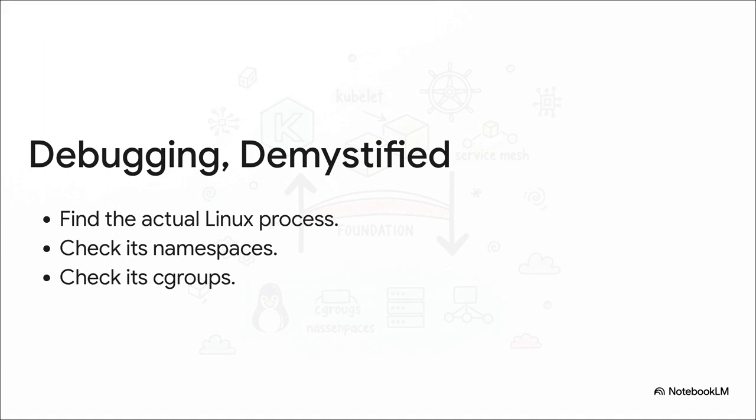When something breaks, and things will break, you no longer have to just throw your hands up and say, Kubernetes is broken. Instead, you can start asking the right questions. What is the actual Linux process ID for my container? What namespaces is that process running in? And what are its cgroup limits? You can use standard, everyday Linux tools to figure out what's really going on under all those layers.